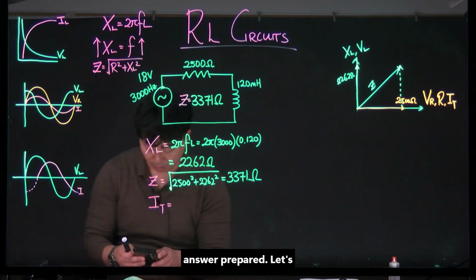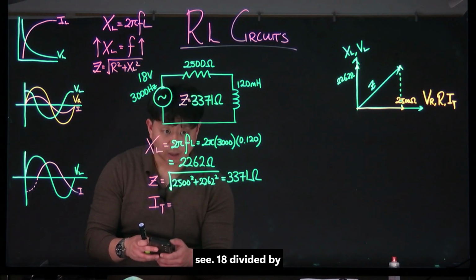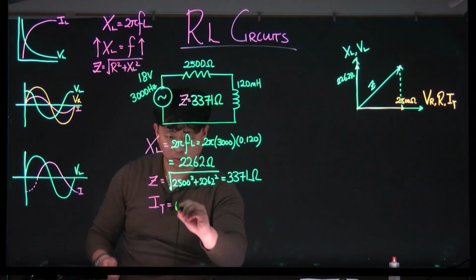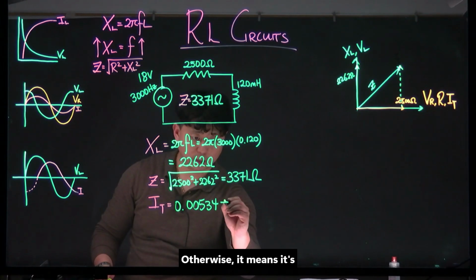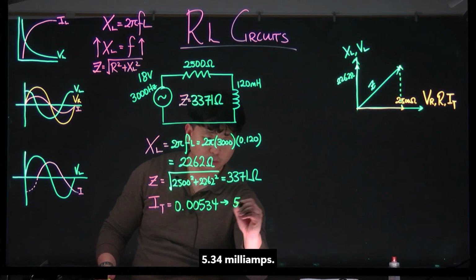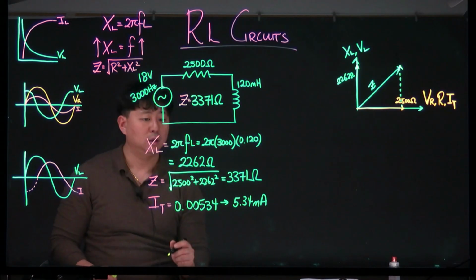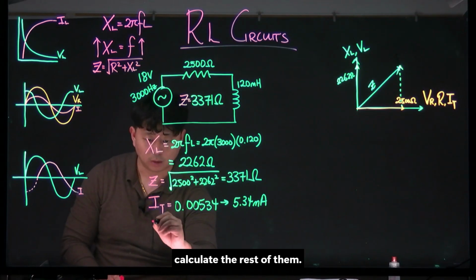I don't have that answer prepared. 18 divided by 3371 is 0.00534. Otherwise, it means it's 5.34 milliamps. Good. Let's calculate the rest of them.